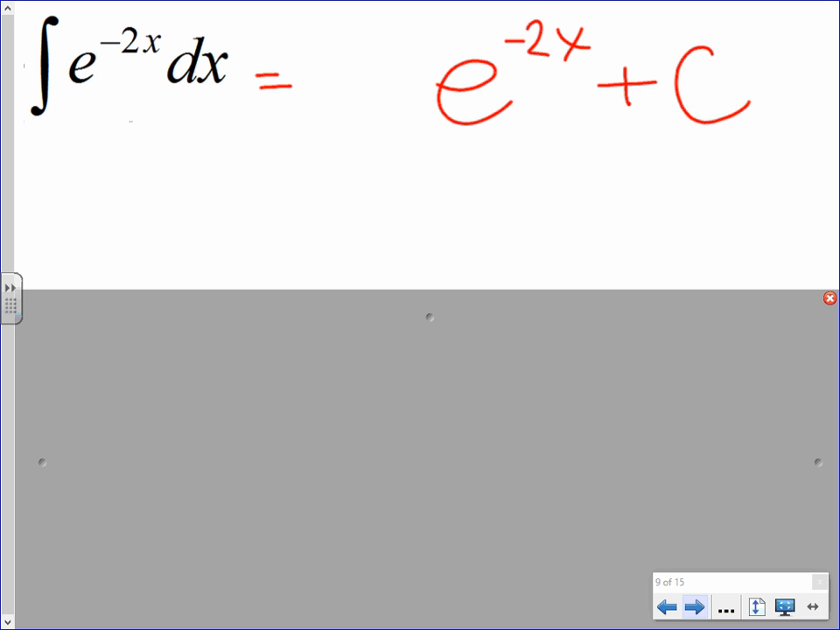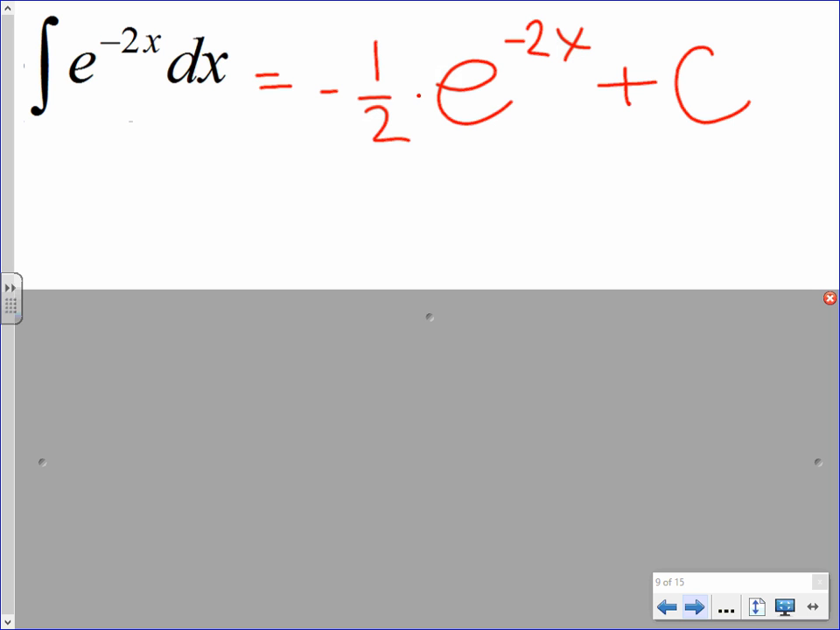However, since there's that negative 2, if we were to take the derivative, we would multiply by that negative 2. So when we take the antiderivative, we're going to multiply by the negative 1/2. That way, when we take the derivative, we get back to a positive e to the negative 2x. Does that reverse chain rule make sense?